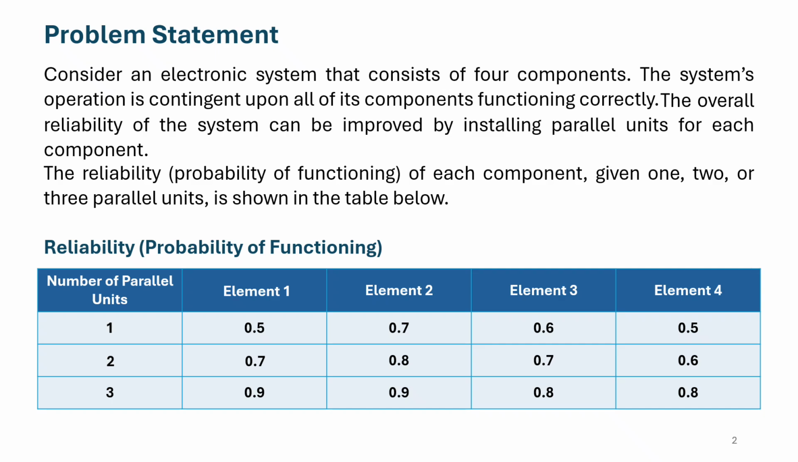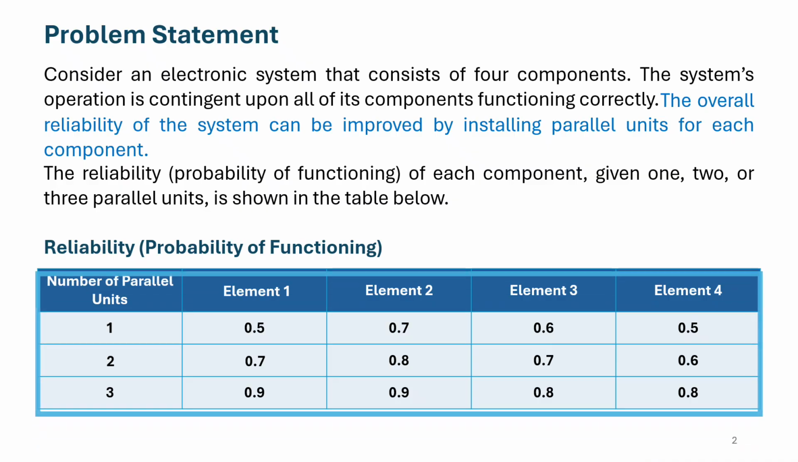Let us now delve into the problem statement. We are to consider an electronic system comprising 4 distinct components. The successful operation of this entire system is inherently contingent upon all 4 of its components functioning correctly. It is important to note that the overall reliability of this system can be significantly improved by installing parallel units for each individual component. The critical data for this optimization task is presented in the table on your screen.